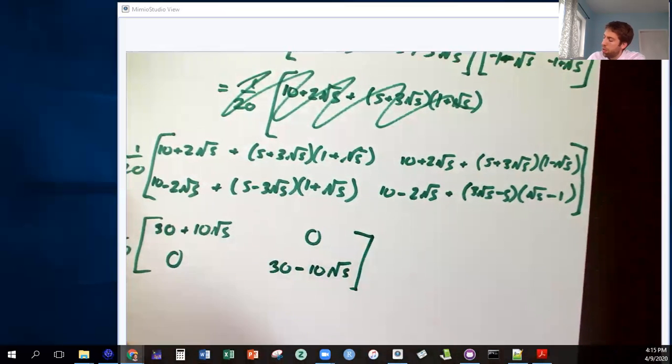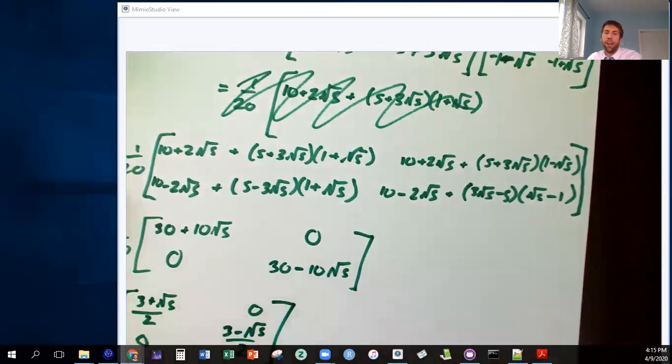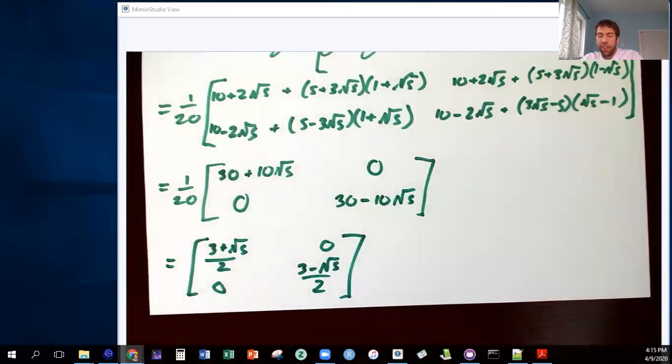Okay, well that's equal to 3 plus square root of 5 all over 2, 0, 0, 3 minus square root of 5 over 2. And we did it. We did it in only 2 pages.